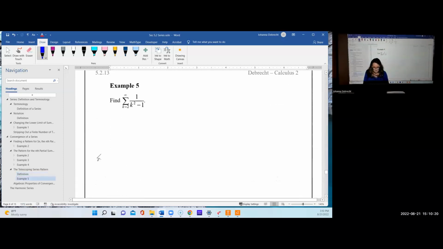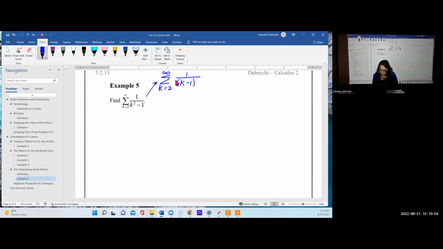Now let's take a look at example 5. So be prepared, we're going to have to do a partial fraction decomposition. So again, you can either use the Heaviside method, you can use choose wisely, or you can use the equating coefficients method of solving this. The first thing we want to do, of course, is rewrite this. And we don't have to start at 0, we can leave it starting at 2, but we want to rewrite it with a factored denominator.